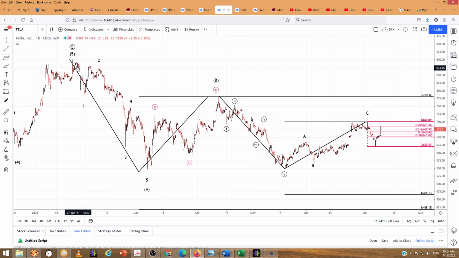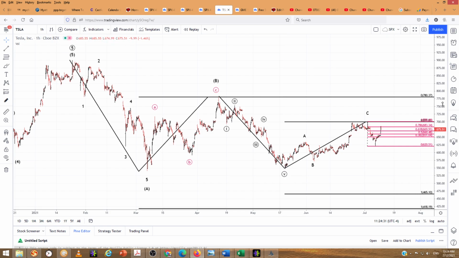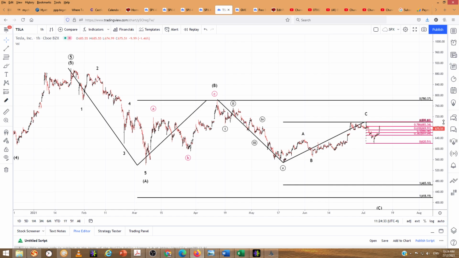We have an A wave down, which is 5. We're expecting 5 down, 3 up, and 5 down. Okay, there's a chance that this could be done here. We looked at that possibility, and we're starting a new impulse wave to the upside. You can see wave C again gains equality with wave A at 418.